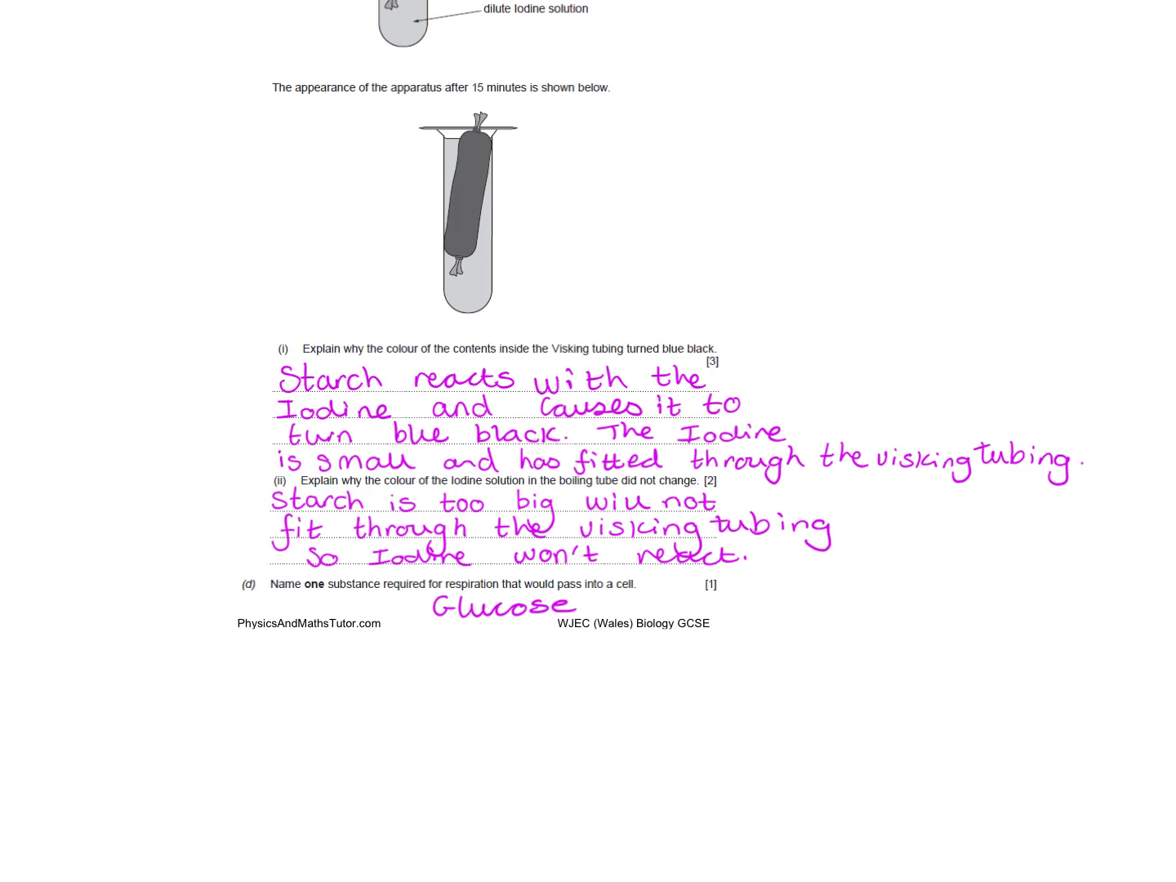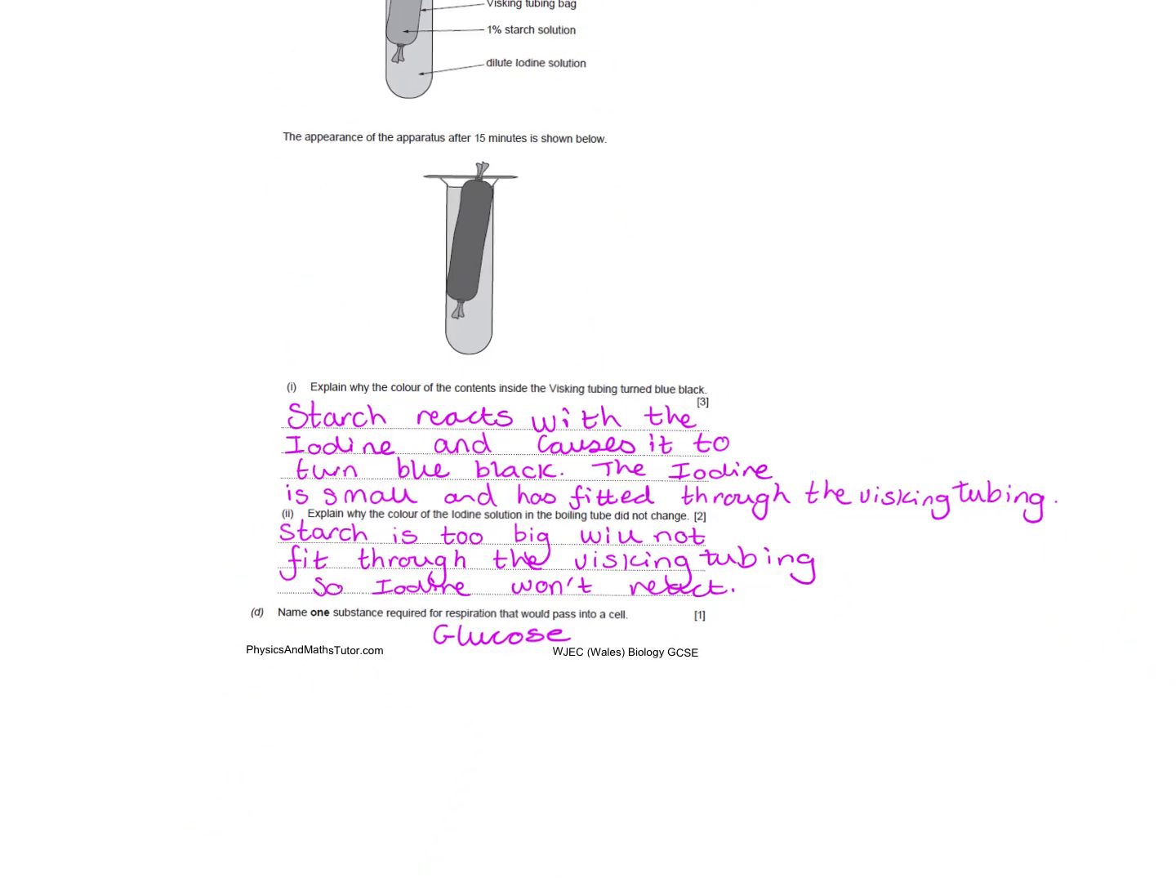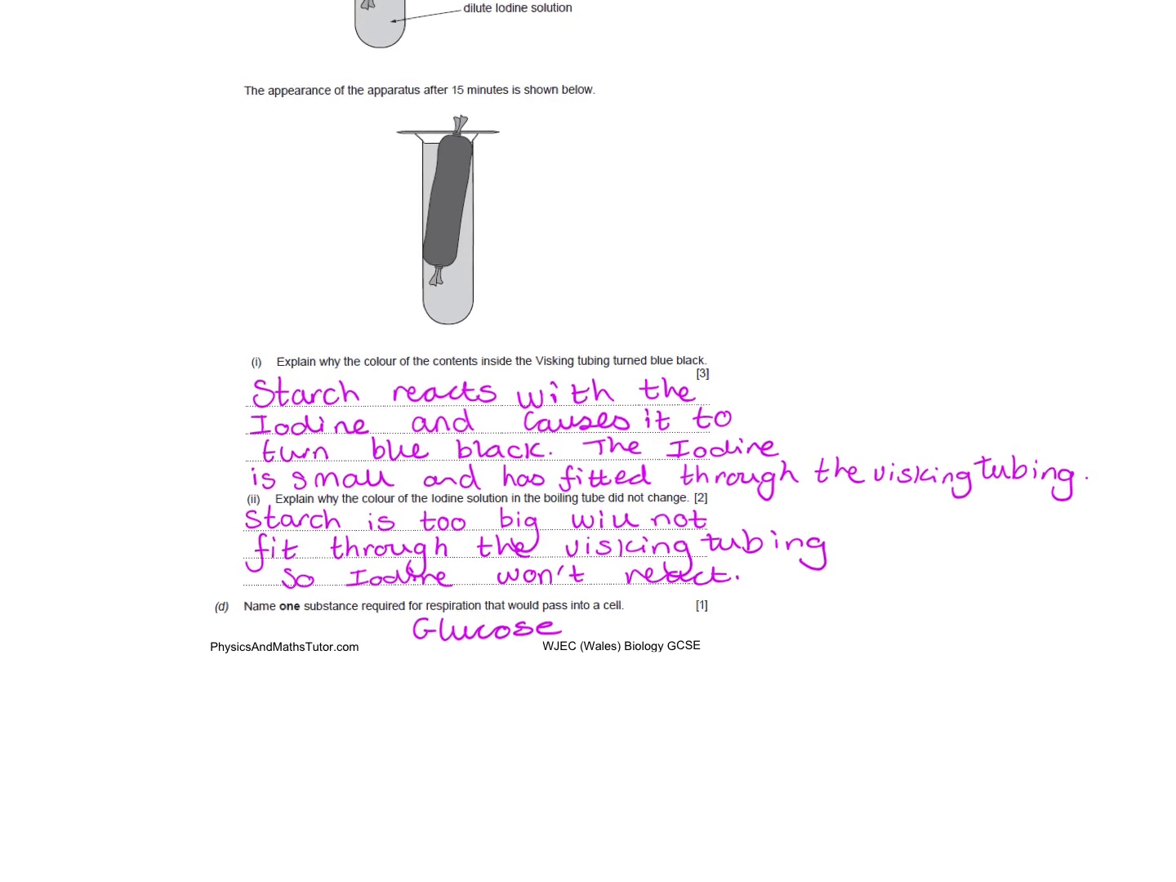Explain why the contents of the tube turned blue-black. Inside the tube is the first thing they're asking. Remember, iodine is the test for starch, and starch will turn it from an orangey colour to a blue-black colour. Remember there's loads of starch within the Visking tubing. If you keep that there, then the starch molecules will turn the iodine blue-black. The iodine is small enough to fit through the Visking tubing, so it will be able to move between the Visking tubing and the tube of water as well.